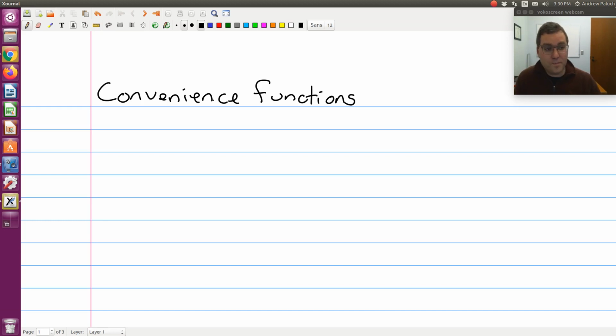Okay. So as we talk about convenience functions, I want to start with the first law of thermodynamics for a closed system. So the first law of thermodynamics for a closed system is delta U is equal to Q plus W. So the first thing to point out as we talk about the first law is on the left-hand side I have delta U, the change in internal energy.